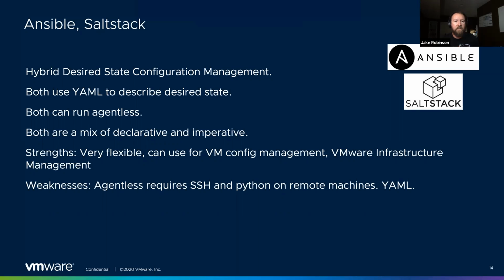Weakness-wise, agentless does require SSH and Python and all of the Python libraries that you're using for that to be running on that remote machine. So we can't do things like direct ESXi configuration over SSH. You really don't want to be doing that anyway. You want to be going through the API for that stuff. That's one minor limitation. The other, you can go back and forth on whether you love or hate YAML. YAML is definitely not a programming language. Describing stuff in YAML is, take it or leave it.